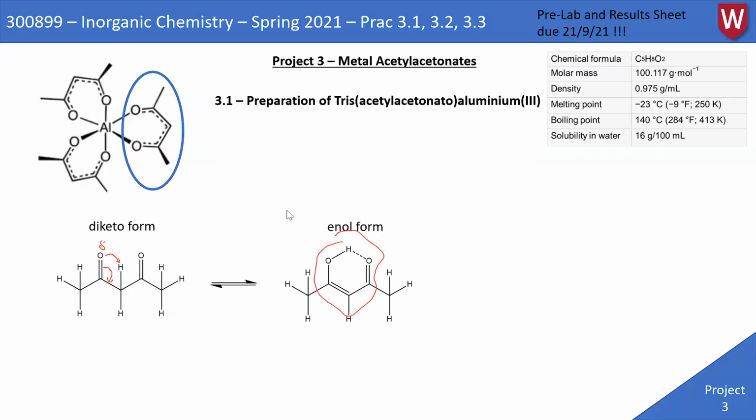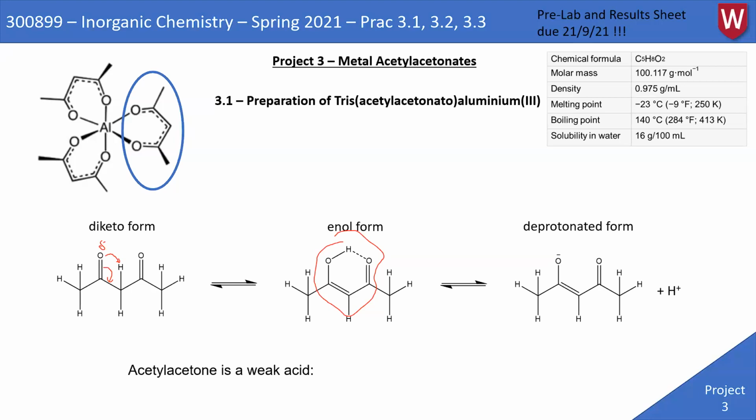Importantly, this system in protic solvents, so aqueous solution or alcoholic solvents, ethanol and methanol, also exists in equilibrium with a deprotonated form. So you can see the proton hopped off the alcohol group there, OH. And because of that, we can say that acetylacetone is a weak acid because, as we know, acids are proton donors. And so ACAC doesn't mind losing a proton. It doesn't mind donating a proton. So it's a weak acid.